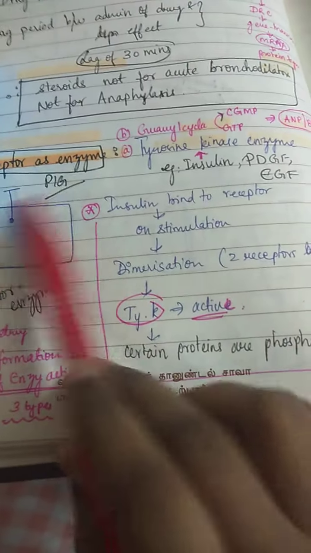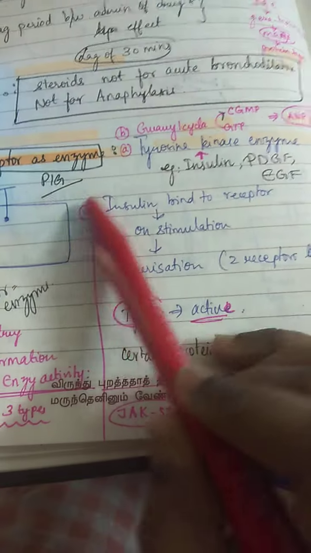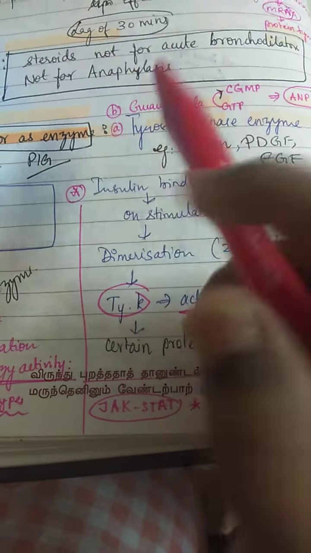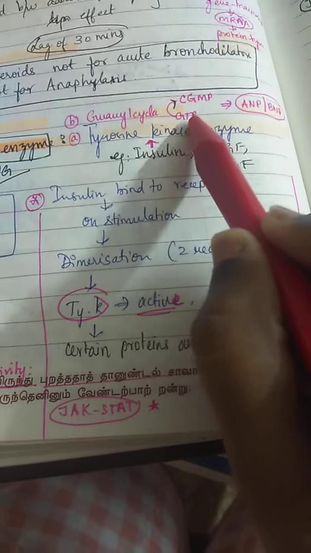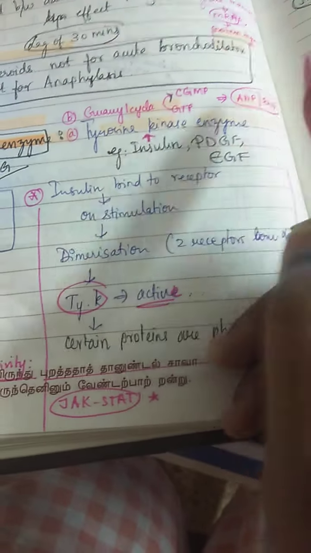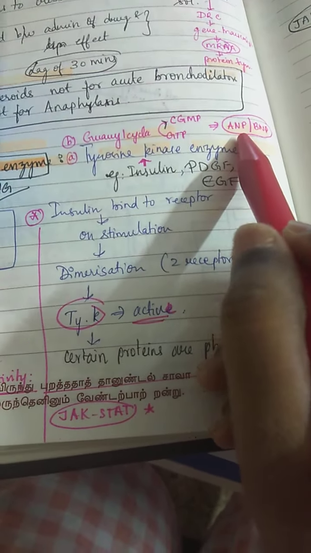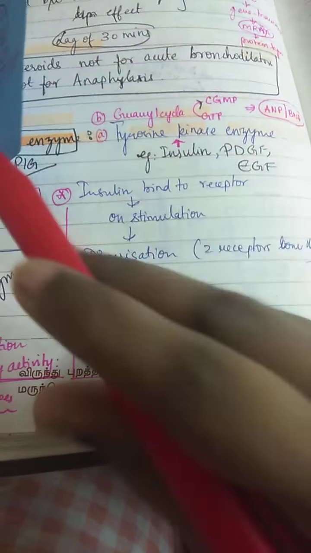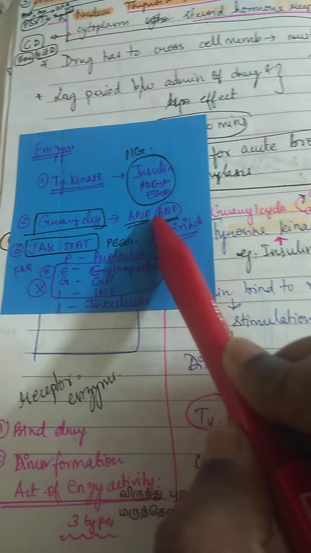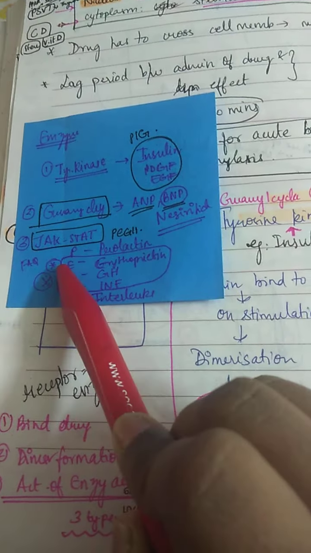And the next is the receptors which have an enzyme property. Receptors which have enzyme-like property are of 2 types, guanyl cyclase and tyrosine kinase. Guanyl cyclase converts GTP to cGMP. The enzymes that act as receptors are ANP and BNP. ANP and BNP are guanyl cyclase receptors.